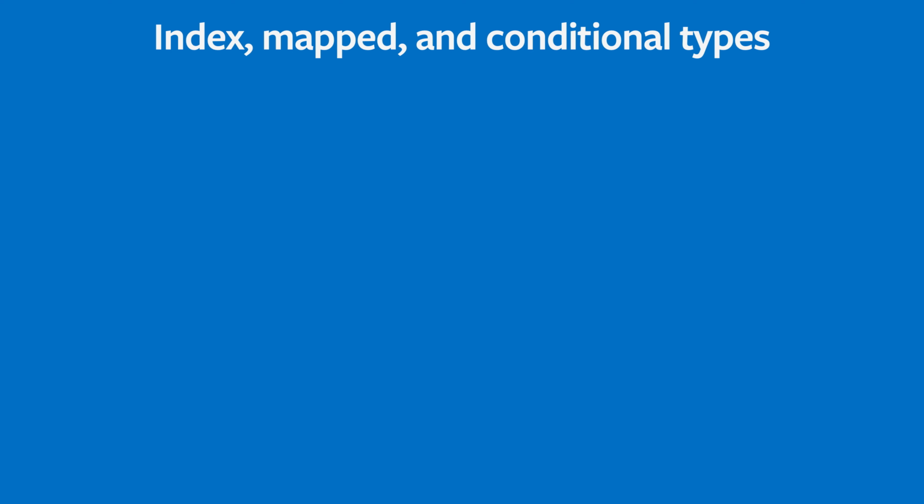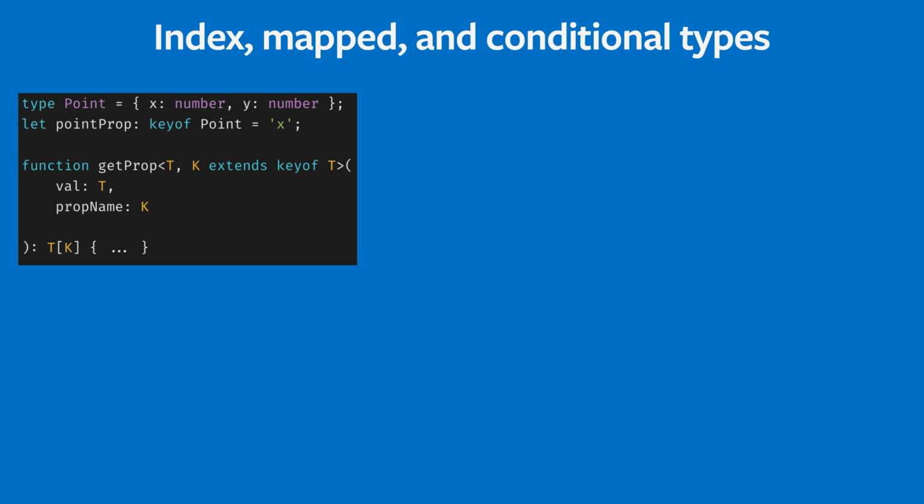Now let's talk about some other stuff. It's indexes, mapping types, and conditional types. So in some cases you can create a type like Point, specify different properties, and after that you can specify another type or just set its type using keyof. In this case, it means that the point property can be equal only to some property name from Point. So basically, it's just x or y. If you try to specify anything else, you will get an error.